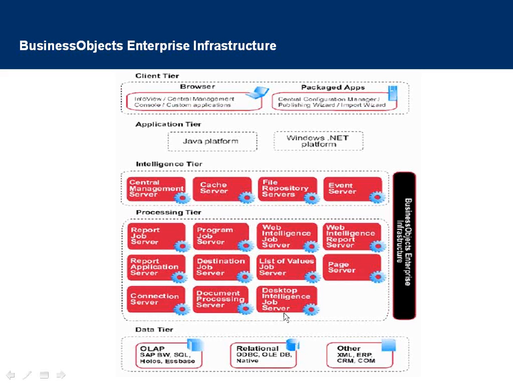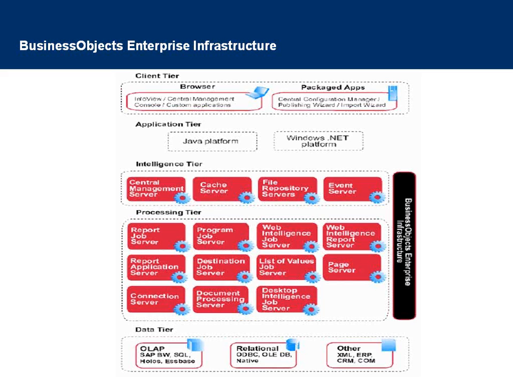So in the processing tier, we have job servers and report servers, two categories of servers. Apart from the job servers and report servers, we have the connection server, page server, and list of values job server. These are all a set of services running in the backend, which are helpful in processing your view request or any client request coming from your application type.